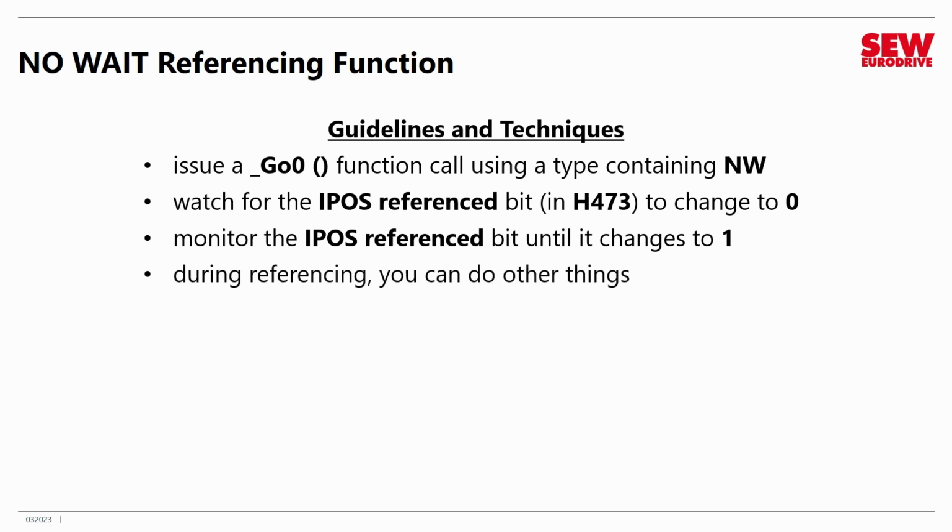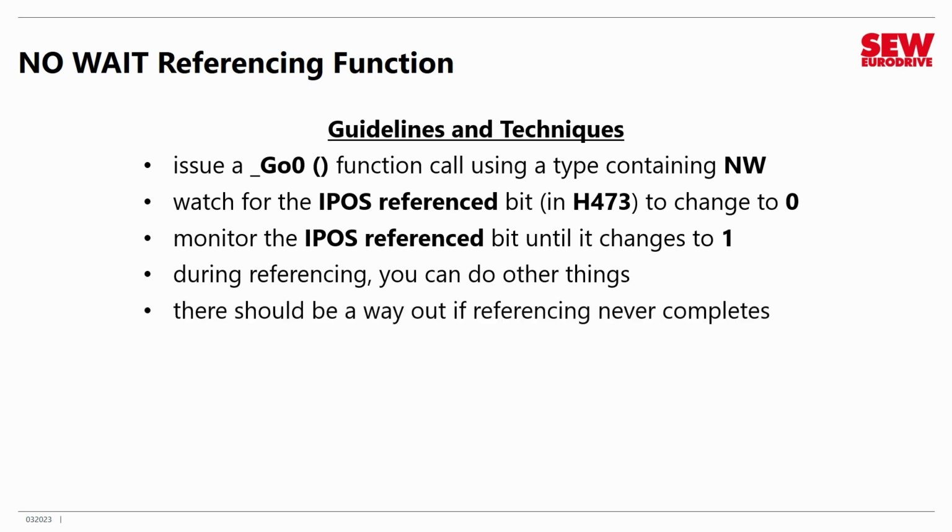Now, during referencing, which can take some time, you can do other things. So your code can do other things, but you do want to keep checking that bit. As you check that bit, you'll know when you're finished. There should always be a way out. If referencing never completes, there should be some way to get out and terminate the referencing operation. And there are many ways to do this. You can monitor IOs and have an IO bit that escapes. You could use a timer. You could do any number of things. It's really up to your creativity.